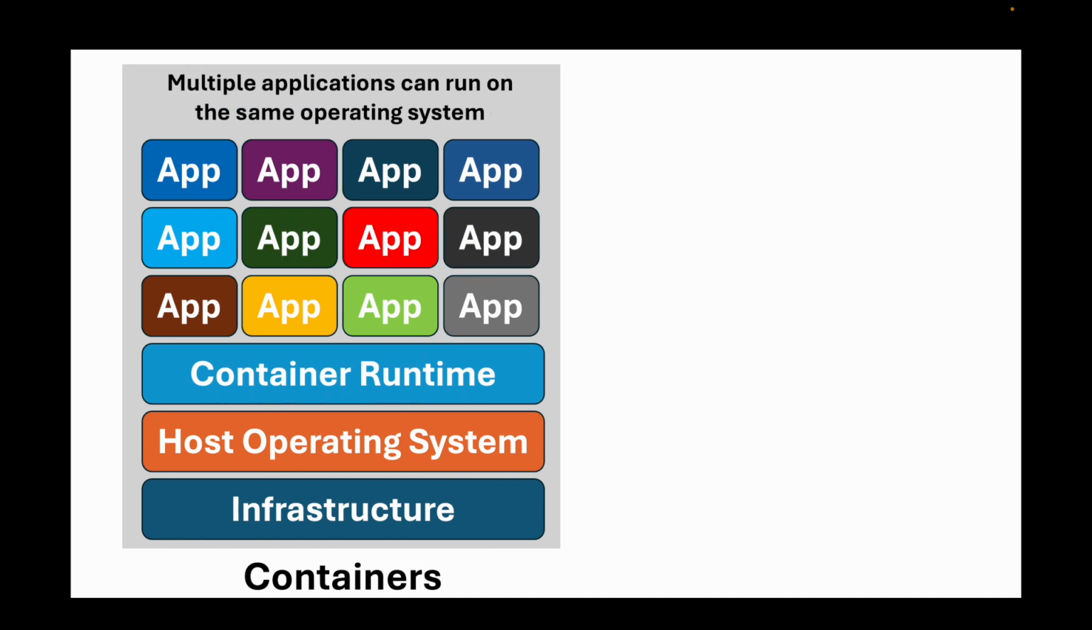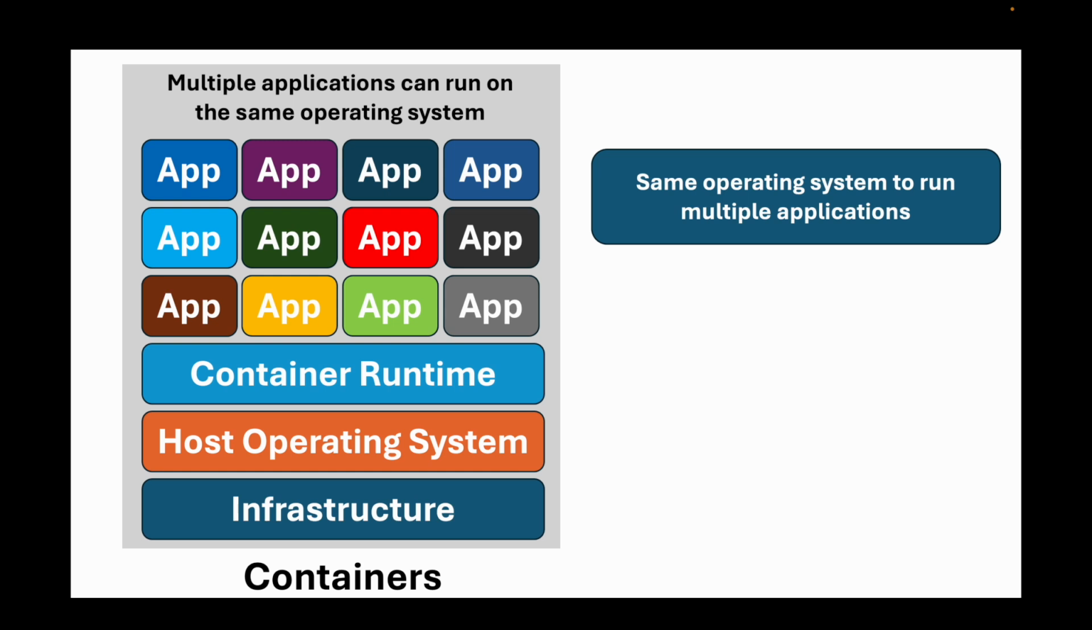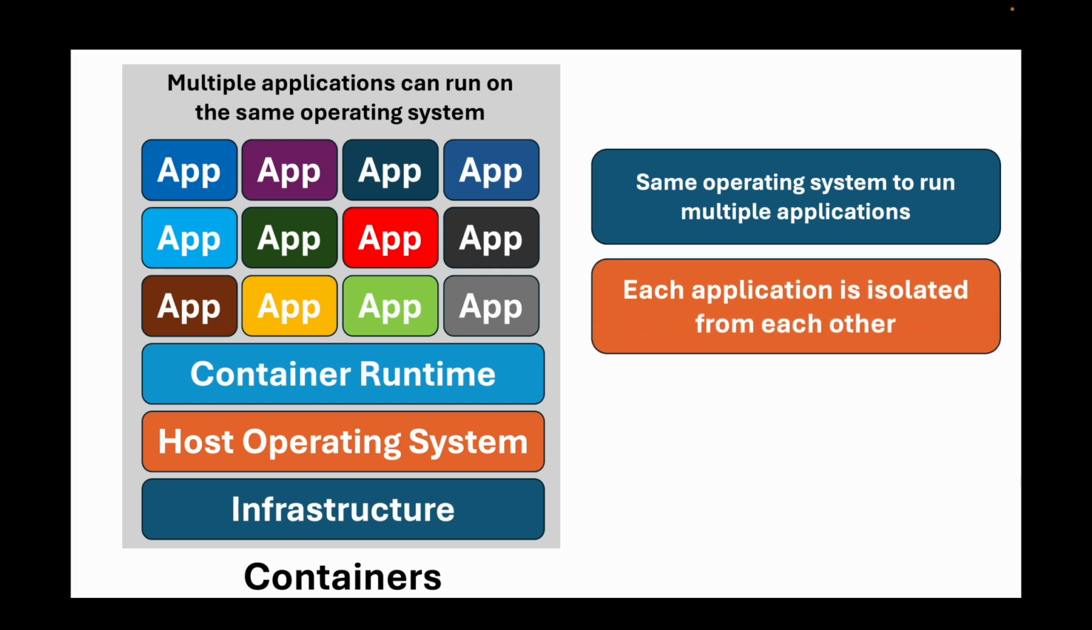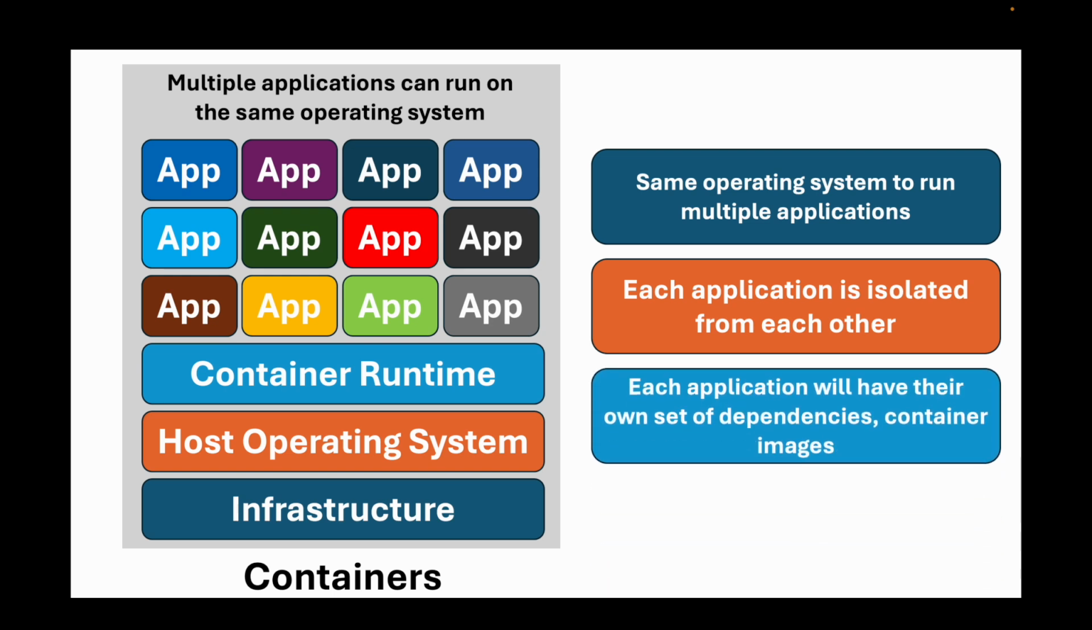This will allow us to run multiple applications on the same operating system, and each of these applications is isolated within its own container, which will have its own dependencies, and this will allow for higher server density and utilization of the server. So with this, we will have the same operating system that will allow us to run multiple applications in the form of containers, and each application is isolated from each other. Each of these applications will have their own set of dependencies. They will be having their own images. So the image will contain everything that is needed for the application to run.